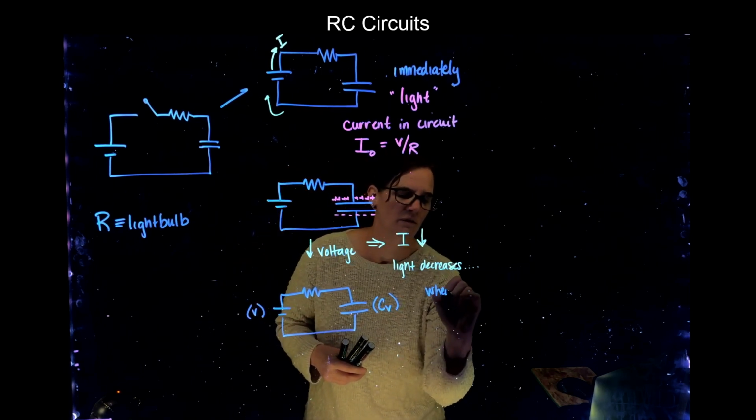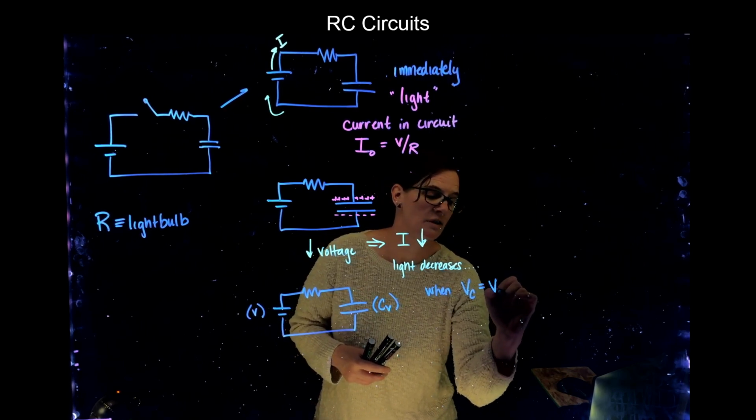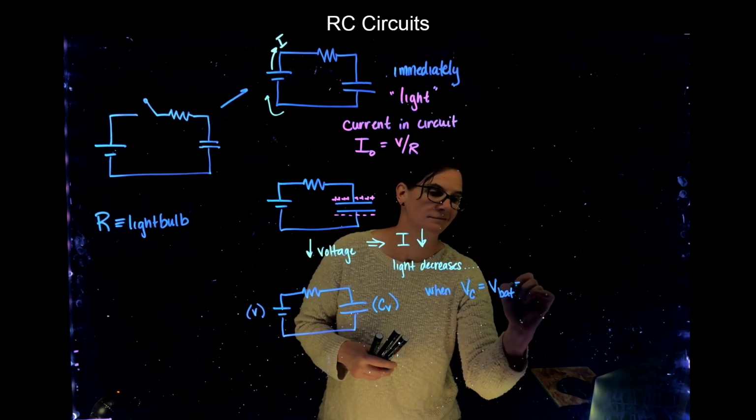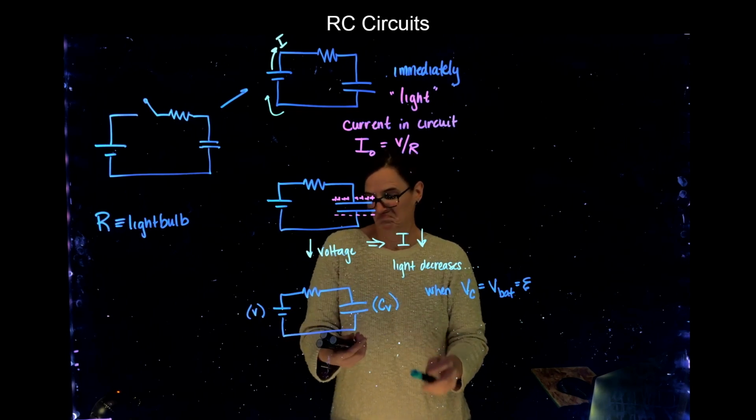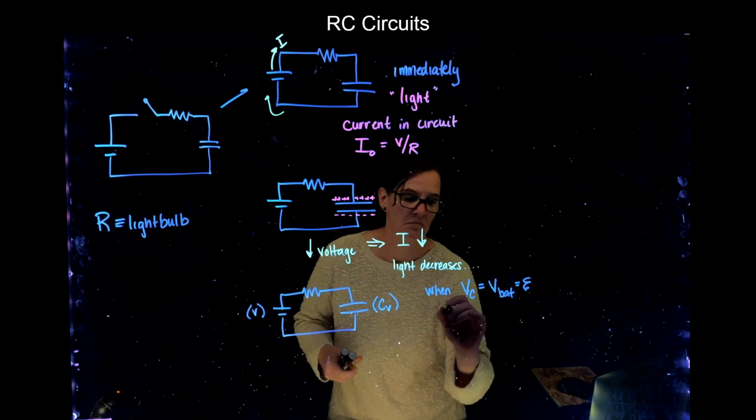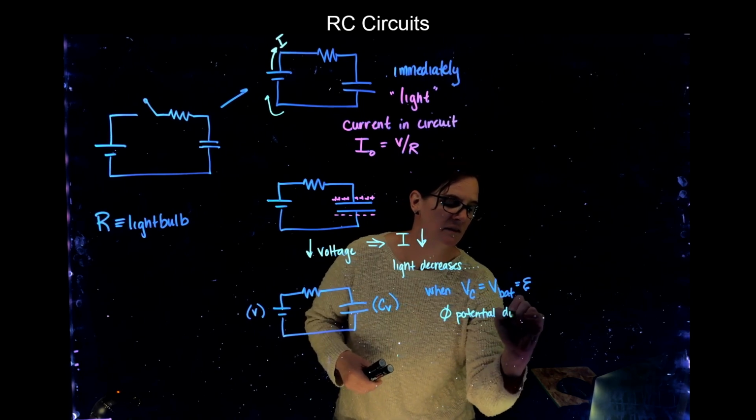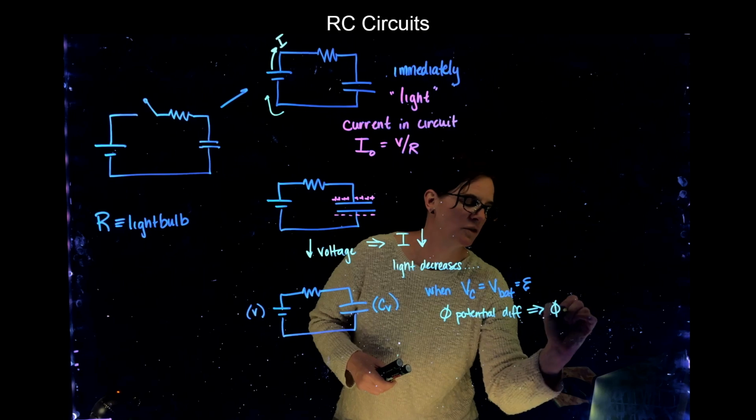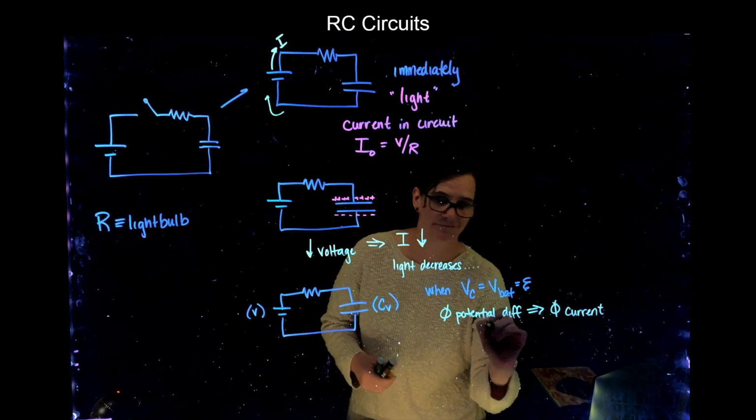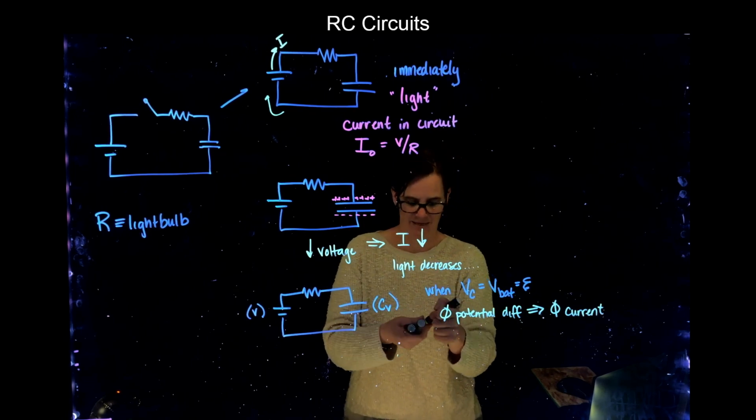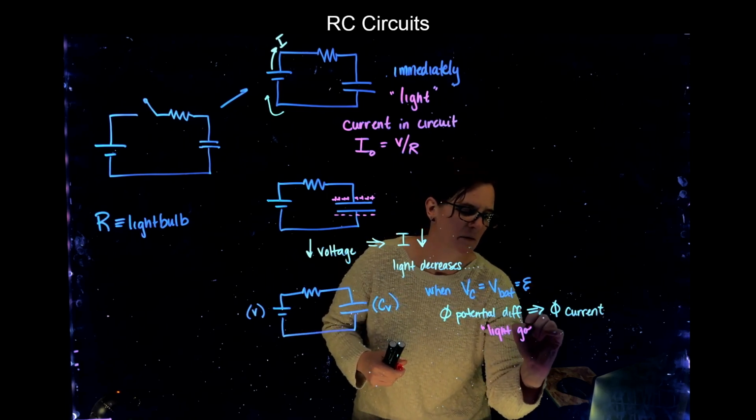So when the voltage across the capacitor is equal to the voltage of the battery, or our EMF, what happens? There's no potential difference. No potential difference in the circuit. No current. And if there's no current, my light goes out.